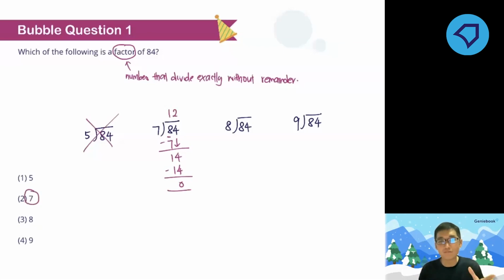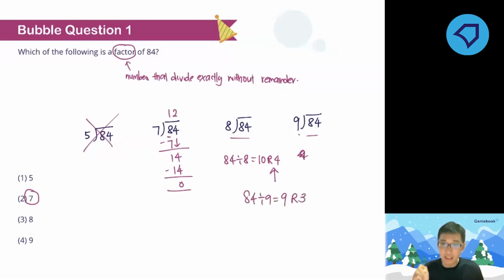So you can see here, I can get my answer straight away without even having to work out what is 84 divided by 8 or 84 divided by 9. But if you're curious, 84 divided by 8 is actually 10 remainder 4, right? There's a remainder. Similarly, 84 divided by 9 is 9 remainder 3, right? Also, there's a remainder. Okay, so therefore 8 and 9 are not factors of 84. All right, let's go on to your next bubble question.